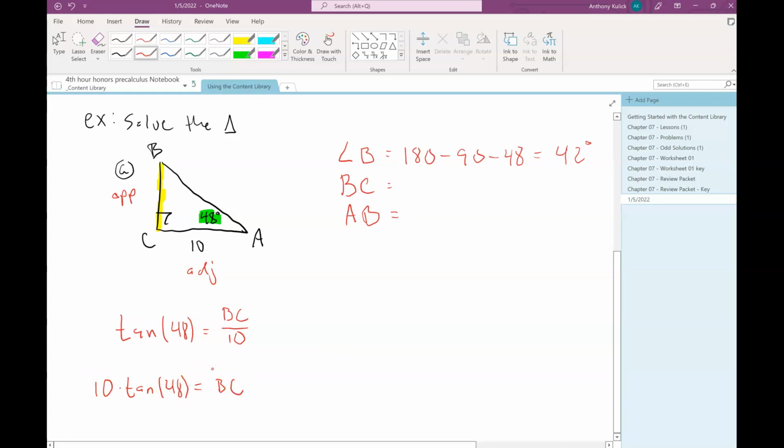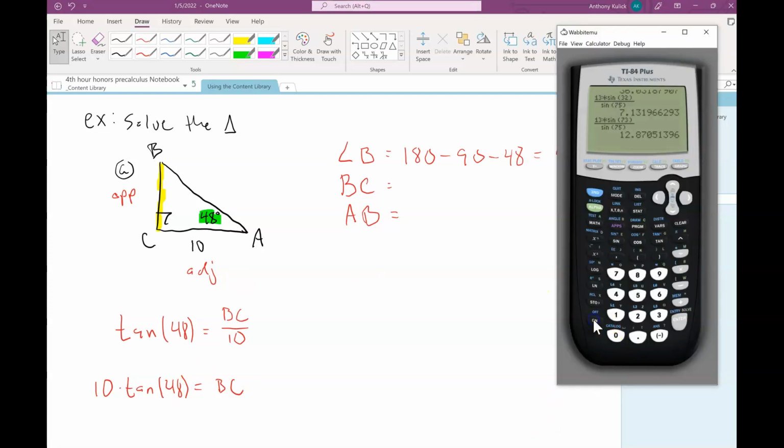And then it's calculator time, right? When I fire my calculator up, what should I check before I start typing stuff in? The mode. What should my mode be in? Degrees. How did I know that? The angles were given to me in degrees in the problem. Very good. So I'll just do 10 times tan 48. And I get 11.11.